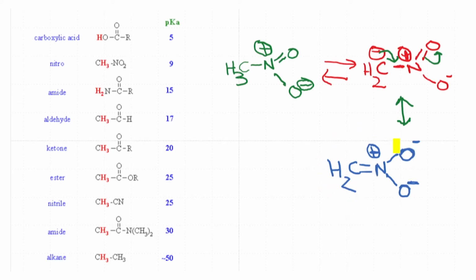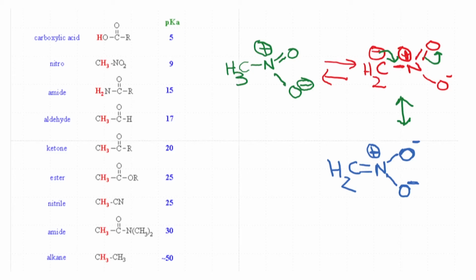And so this is a fairly stable resonance form, and therefore one can suggest that the conjugate base is quite stable. So therefore nitromethane being a strong acid is actually quite understandable. If we go down this table, I think we have already looked at amides, aldehydes, and ketones and esters.